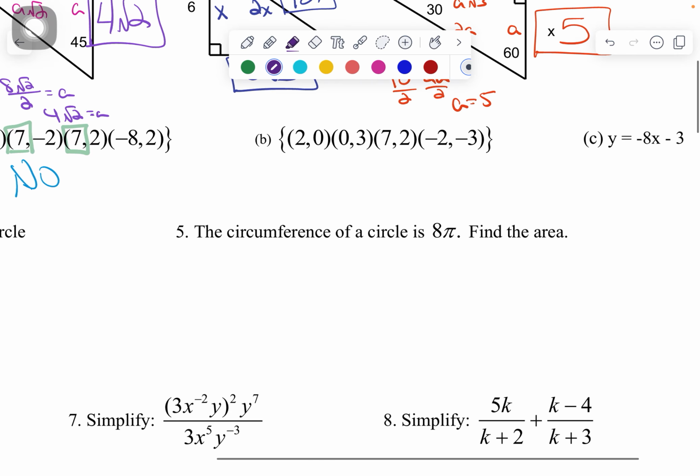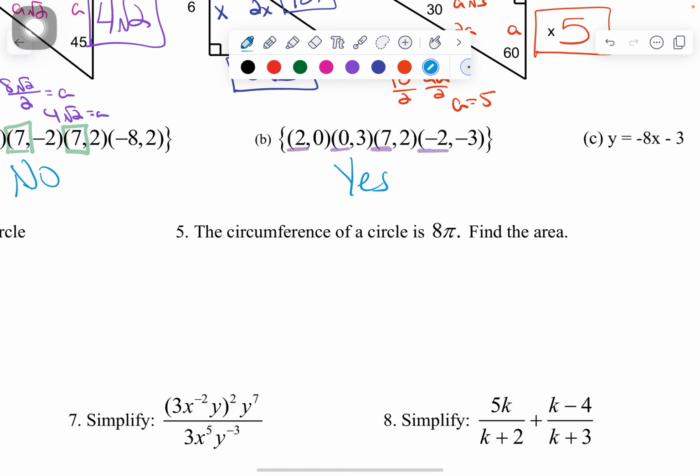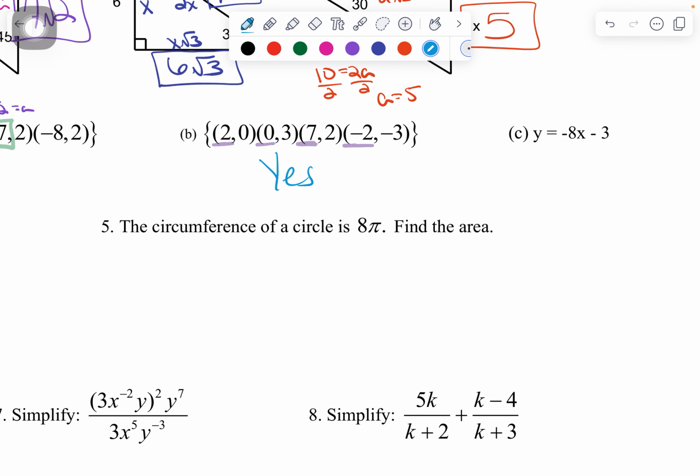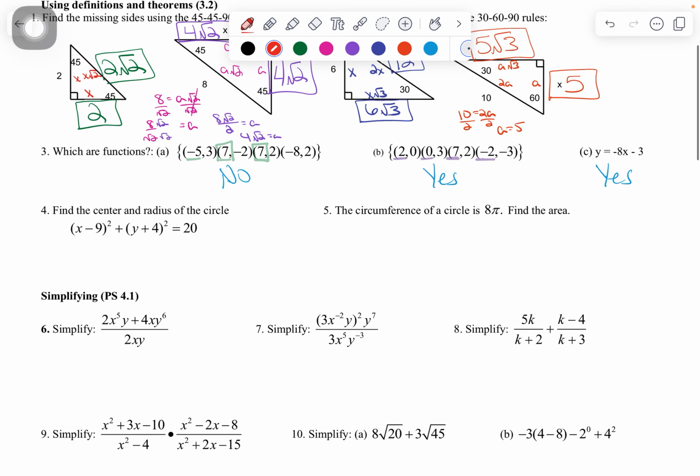Moving over to part B here. If I take a look at my x values, I've got 2, no other 2's for x, 0, no other 0's for x, 7 here, no other 7's, -2. It's okay to have a positive and a negative. You just can't have the exact same value. So for part B, that is a function. Part C, one-to-one relationship, it's a linear function, and I already just said the word function, so the answer is yes here. So that is definitely correct. Let's see what else we got down here.